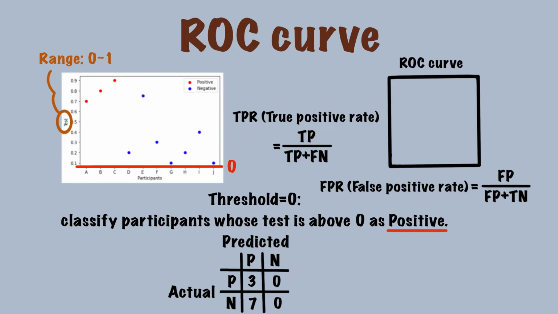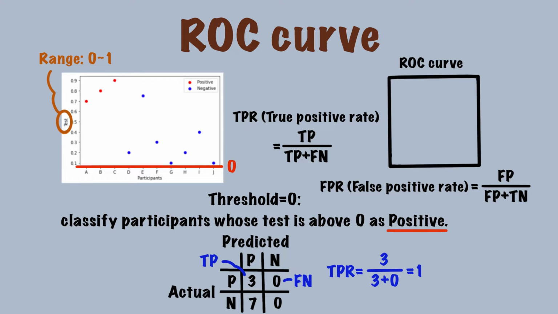Next, we can make our confusion matrix. Just to quickly illustrate, there are 7 false positives because all of the 7 uninfected participants are misclassified as infected. Things become a lot easier now. The true positive rate is 3 divided by 3 plus 0, which is 1. 3 plus 0 is the number of actual positive people. It's also TP plus FN.